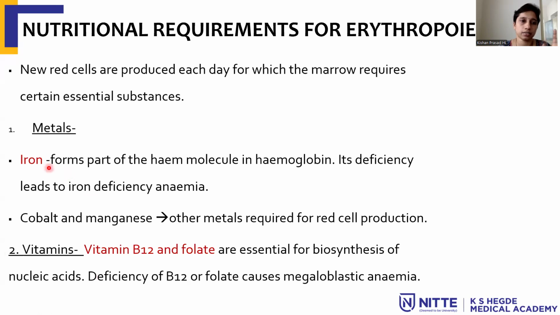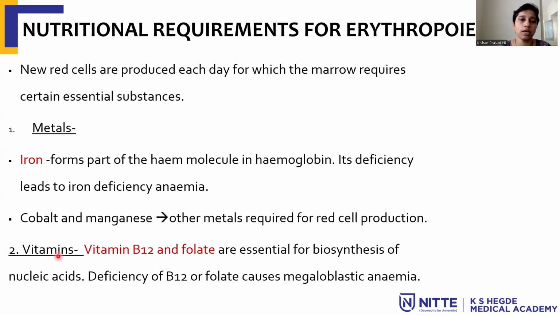Among which iron is the most important. Iron forms part of the heme molecule in the hemoglobin, so its deficiency leads to a type of anemia called microcytic hypochromic anemia. Cobalt and manganese deficiency also can lead to impaired red cell production.